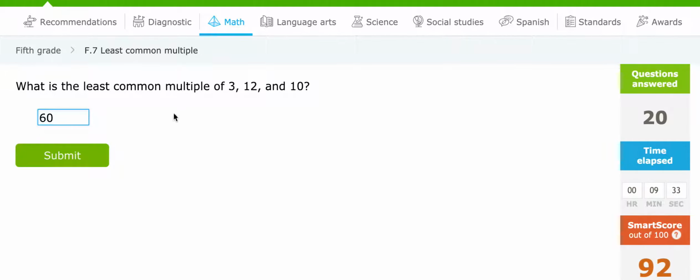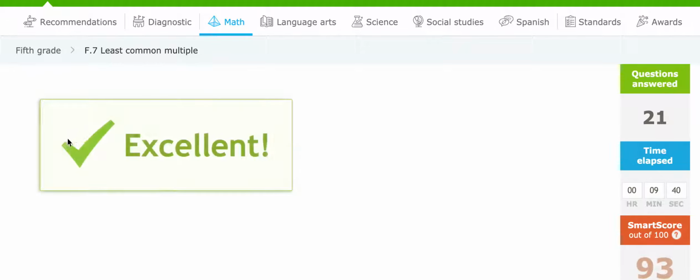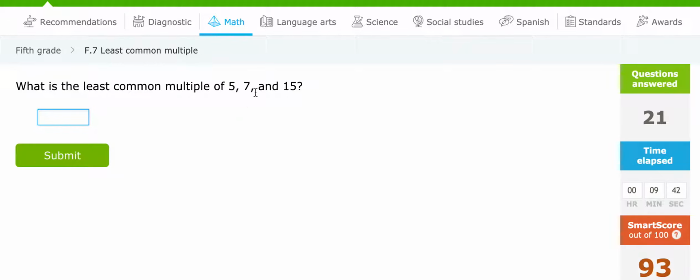60 is divisible by 3. It's divisible by 12. It's divisible by 10. And it's the smallest number divisible by all of them. Right? So as we continue, over here, 15, I'm just going to multiply by 7, so 105.